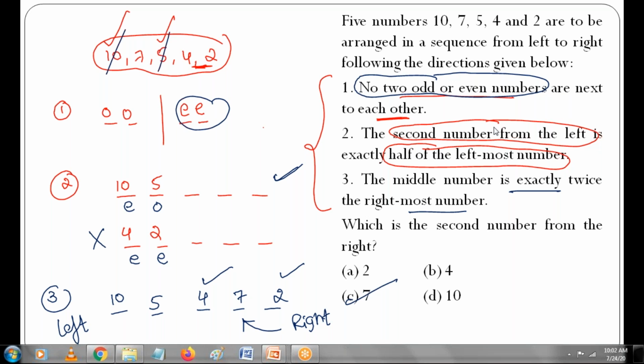Whether you have any doubt in this question, see that. As per the given conditions, we're just trying to arrange them. 10 and 5, 4 and 2. First condition, no two even numbers are adjacent. No two odd numbers are adjacent. Next to each other means adjacent. Those are not allowed. Next, the second left must be half of the leftmost number, and the middle number should be twice the rightmost number. So as per the conditions, this is what happens. Then the second number from the right is nothing but 7.